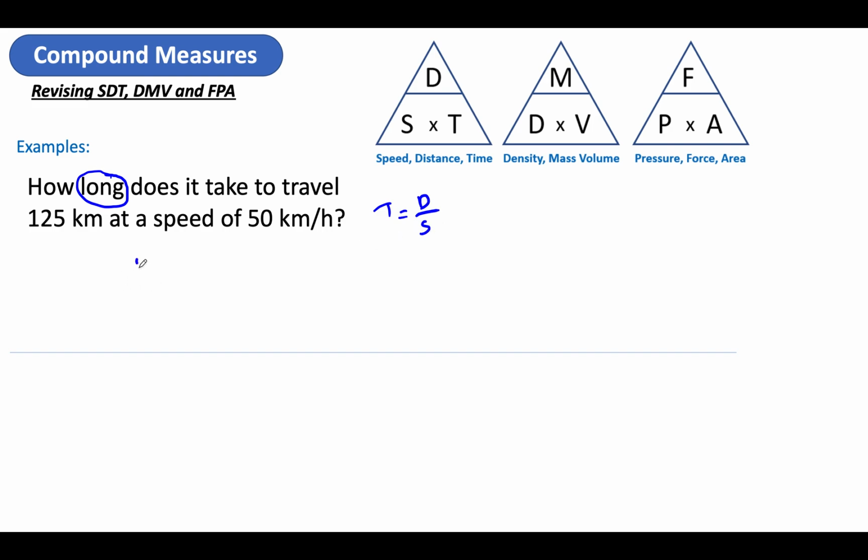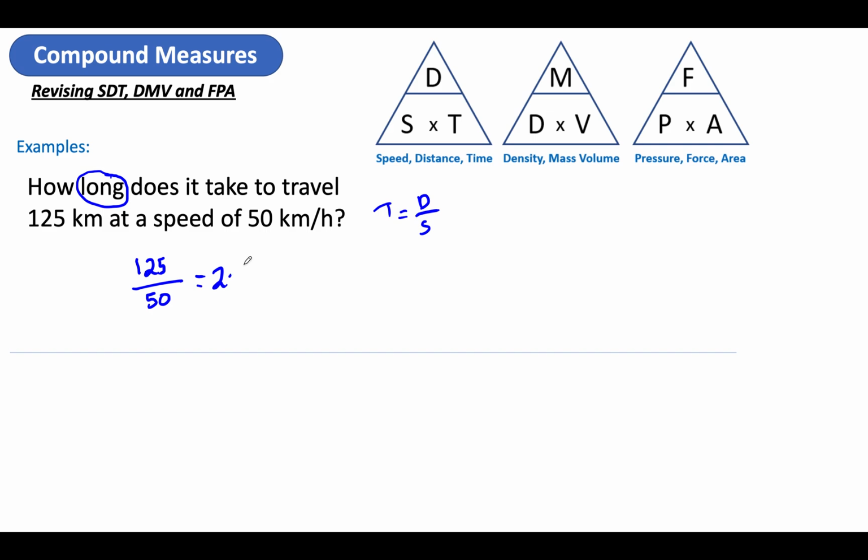So if I put my distance, which is 125 kilometers, divided by my speed of 50 kilometers per hour, and I get my trusty calculator out, even though I don't really need to, just to check, it is 2.5.